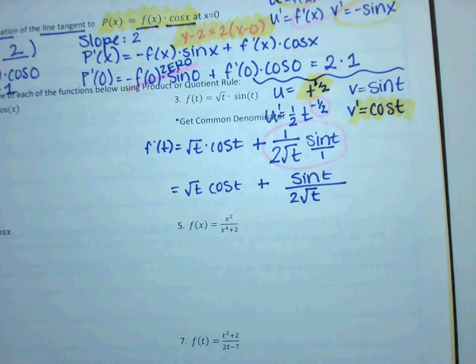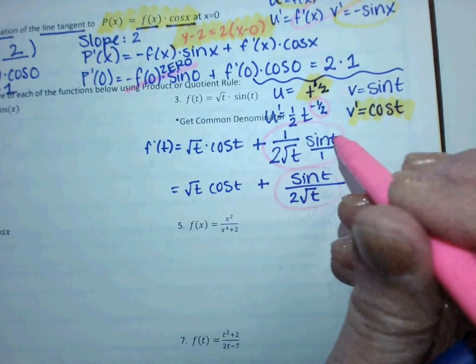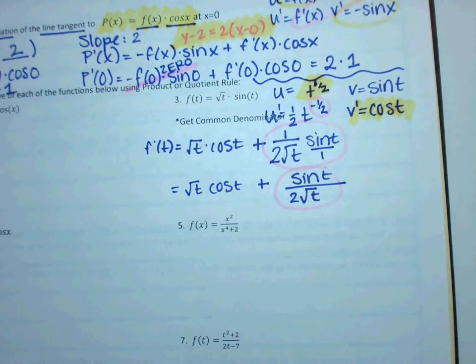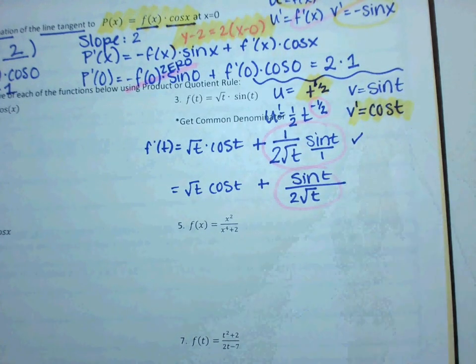So sine times 1 on top is just a sine. 2 root t times the 1 on the bottom is just a 2 root t. Everybody good to there? So the only thing that changed is what I'm circling in pink. I changed from that to that because I didn't want the sine and the 1/2 to be separate. I just want it to be all together. Good? Okay, from here, if this was free response, this answer up here would have given you full credit.